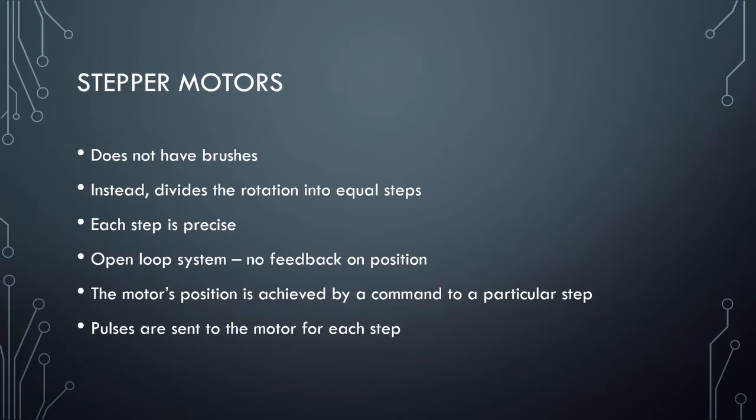There's just good faith that because of those precise equal rotation steps, the motor is where it should be. So that brings me to the second to last bullet point, right? The motor's position is just achieved by a command for the motor to go to a particular step. So there's no check. There's no confirmation of that. It's just told to go to a step, and presumably that's what happens. And then the way the motor is getting to each step is that pulses are being sent to the motor for each step that it needs to take.